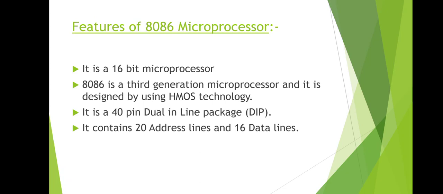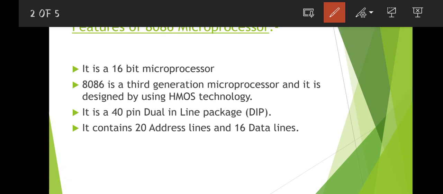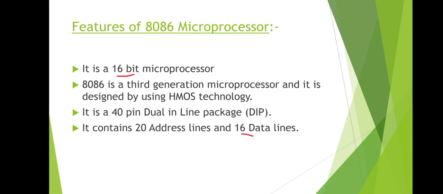Data lines depend upon the bit capacity of microprocessor. Here in 8086 microprocessor, it is a 16-bit microprocessor, so that's why it has 16 data lines. In 8085 microprocessor, it is an 8-bit microprocessor, so in 8085 it contains 8 data lines. This is the one important point. Data lines is equal to the bit capacity of microprocessor. It is a 16-bit microprocessor, so that way it has 16 data lines.